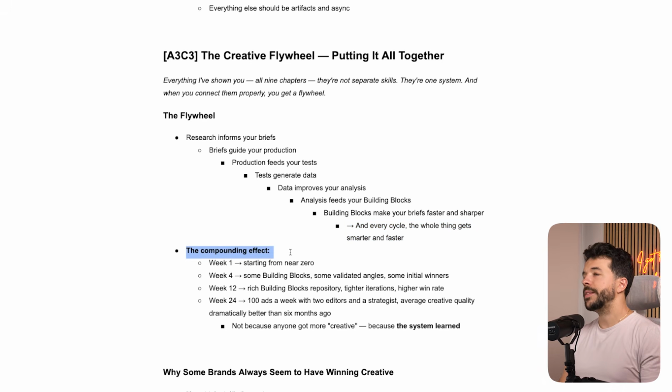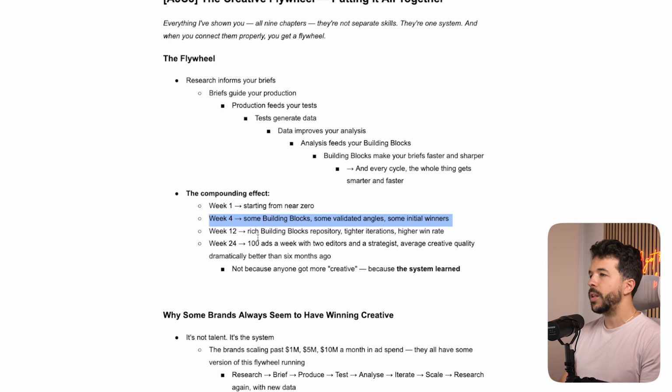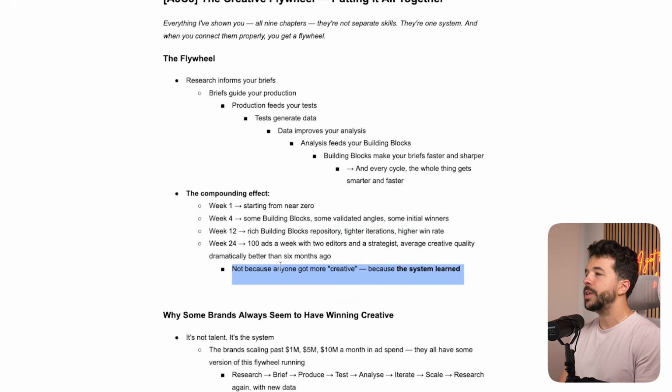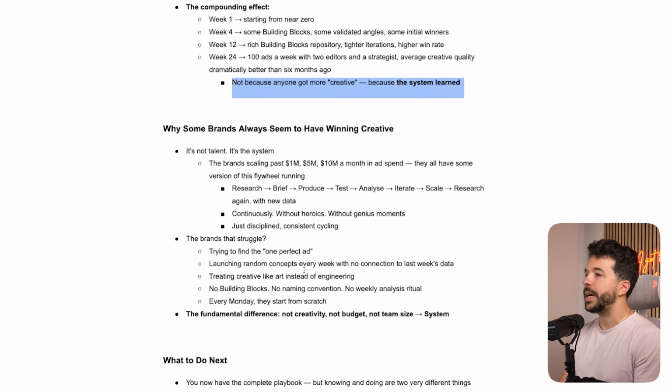So the compounding effect usually looks like this. Week 1, you start from near 0. Week 4, you have some building blocks, some validated angles, some initial winners. Week 12, you have a rich building blocks repository, tighter iterations, higher win rates. Week 24, you usually have 100 ads a week with 2 editors and a strategist, average creative quality dramatically better than 6 months ago. Not because anyone got more creative, but because now we have a system behind it and the system learned.